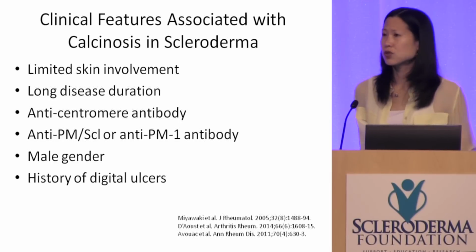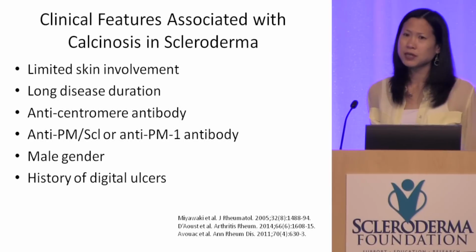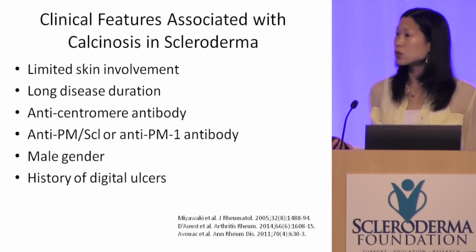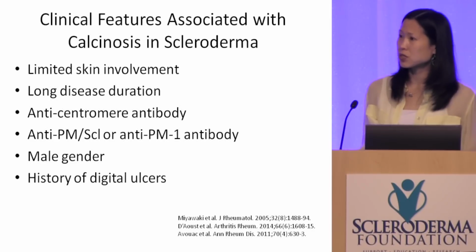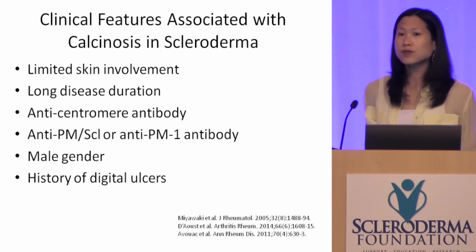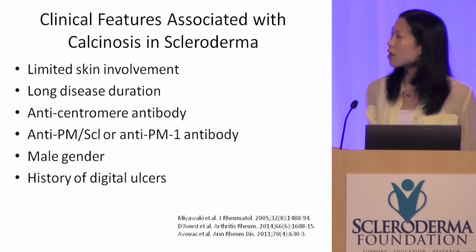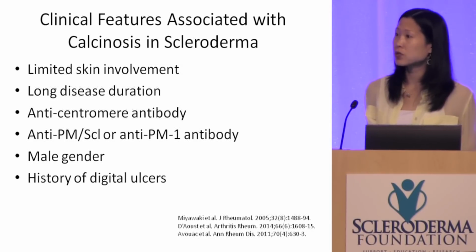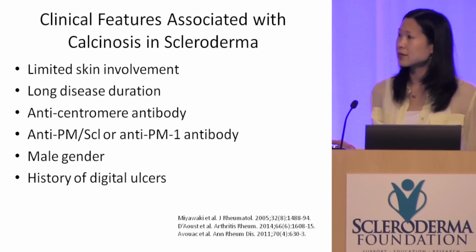Male gender has been associated with an increased risk for calcinosis. The reason for that is unclear, but typically men are known to have more severe disease, and perhaps they have more inflammation that leads to more damage as the disease progresses. Finally, history of digital ulcers. Severe Raynaud's, digital ulcers, and digital ischemia have all been associated with having an increased risk for calcinosis. So maybe there's some blood vessel issue that's leading to calcinosis as well as death or necrosis of the digits.